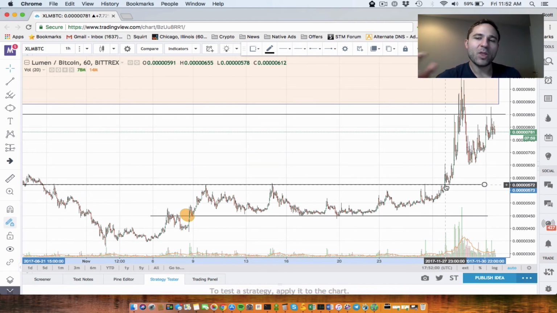So when you're looking for an entry, look for support resistance, look for breakouts when it goes through an area of resistance, and look to buy that pullback.